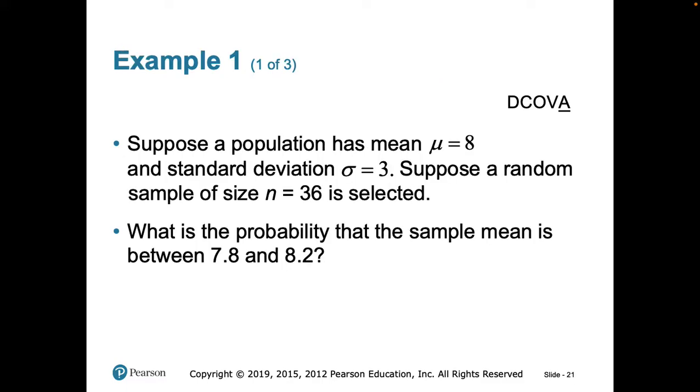All right, we're going to do one more example. Here it says that you have a population that has a mean of mu equals 8, and the standard deviation is 3. Suppose a random sample size of n equals 36 is taken. In this case, we don't know if the population is normally distributed, so we want a sample size higher than 30, so we can apply the central limit theorem. What is the probability that the sample mean is between 7.8 and 8.2?